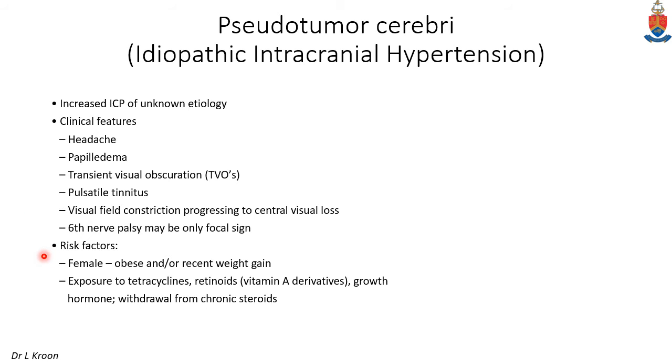Risk factors for IIH include obesity, being female, and having a recent weight gain. Causes of secondary pseudotumor cerebri include tetracyclines, vitamin A derivatives, growth hormone, as well as withdrawal from chronic steroids.